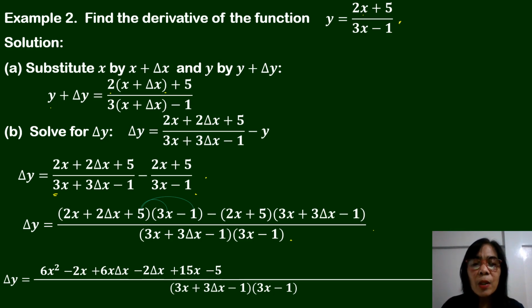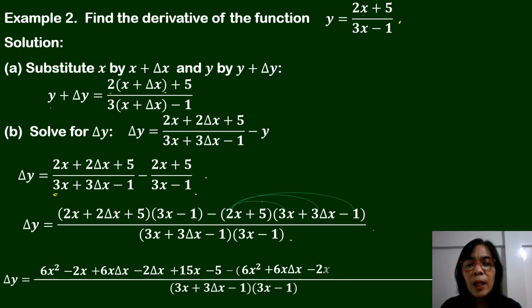Now, in the second term, as we multiply these two factors, take note that we do not include yet the factor negative 1 in here. And so when you multiply these two factors, it must be placed inside the parentheses. So we have 2x times 3x is 6x squared. 2x times 3 delta x is 6x delta x. 2x times negative 1 is minus 2x. We have 5 times 3x is 15x. 5 times 3 delta x is 15 delta x. And 5 times negative 1 is minus 5.